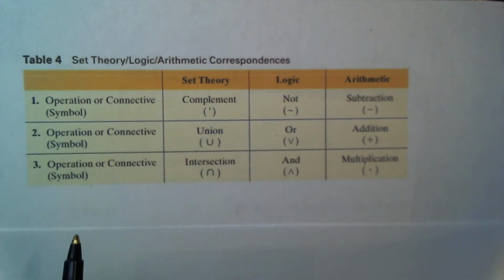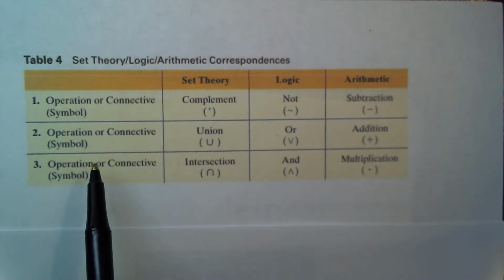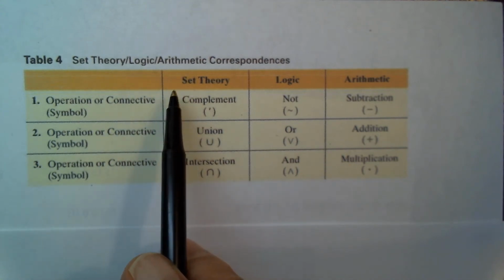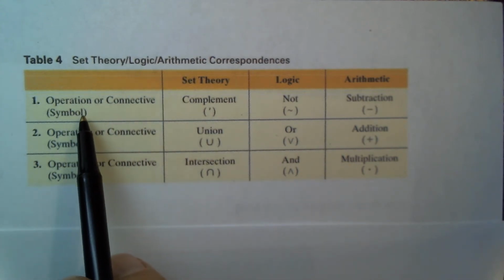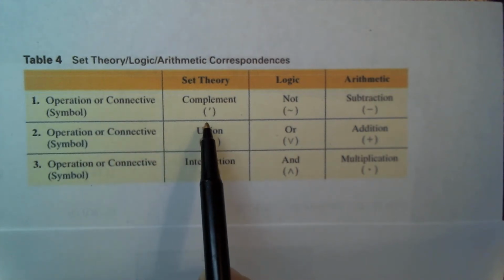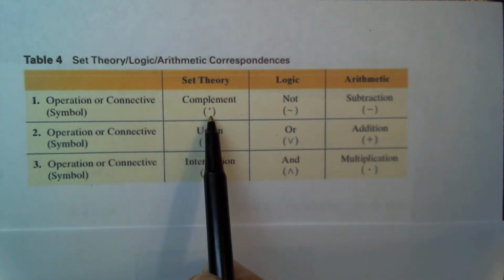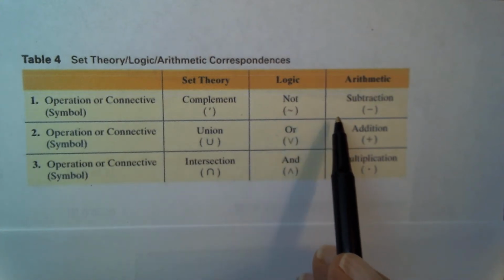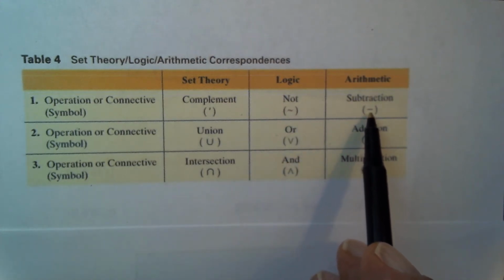The following table shows the correspondences between set theory, logic, and arithmetic. So here we have the operation or connective and the corresponding symbol for set theory, like the complement, it's like an apostrophe, and in logic it's a wavy sign, and in arithmetic it's a minus sign.